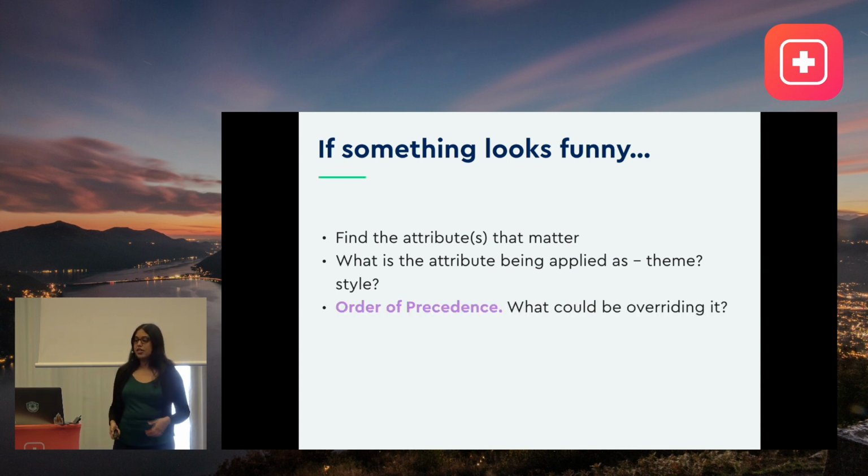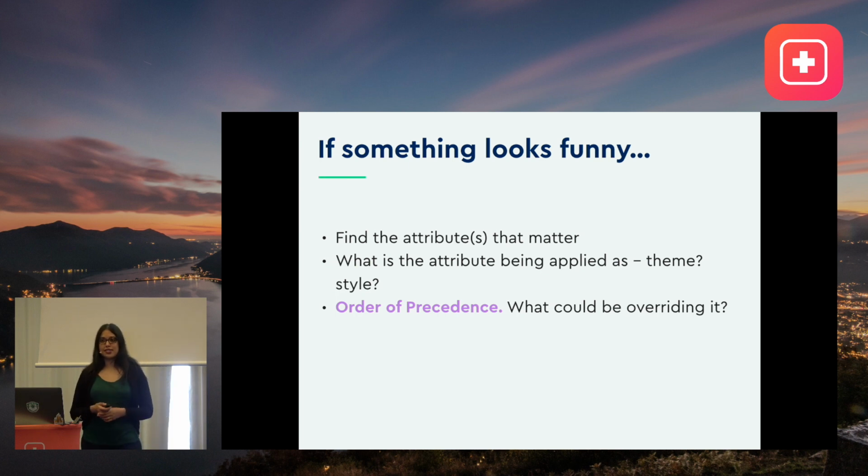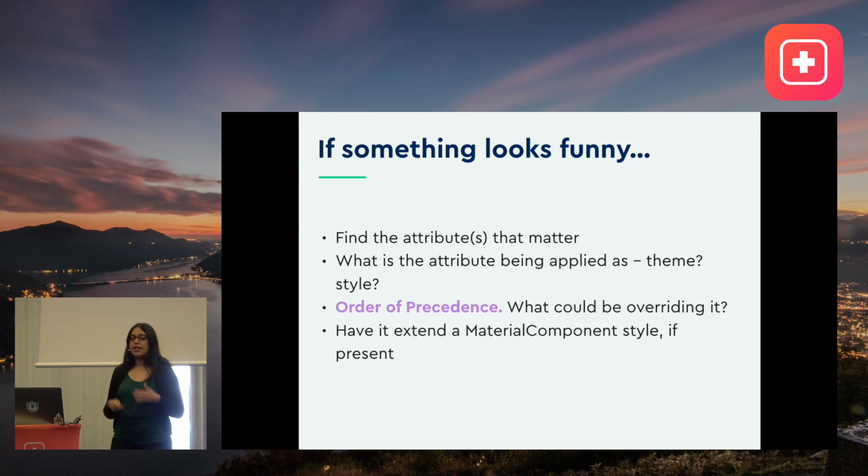And once you know that, refer back to the order of precedence, which is the colorful rectangle thing I showed you, and ask yourself, what could possibly be overriding this? Maybe you are setting the right thing, but something above it is overriding it. So definitely be conscious of this. And if you're using the material component theme, then try extending the material component style and see if that fixes it. As you saw, that was the fix for some of the things that looked odd.